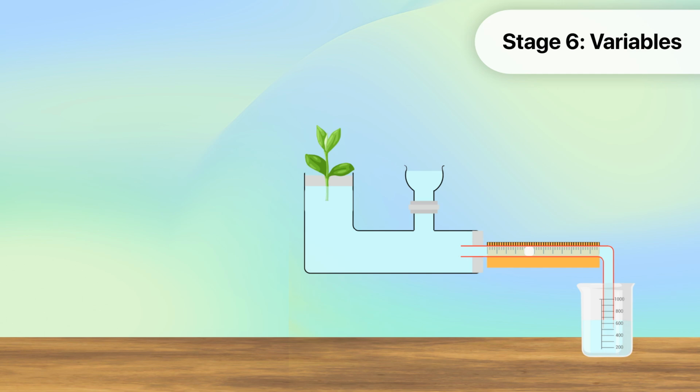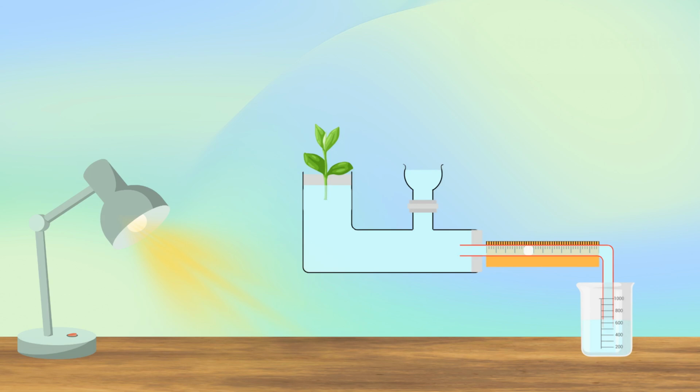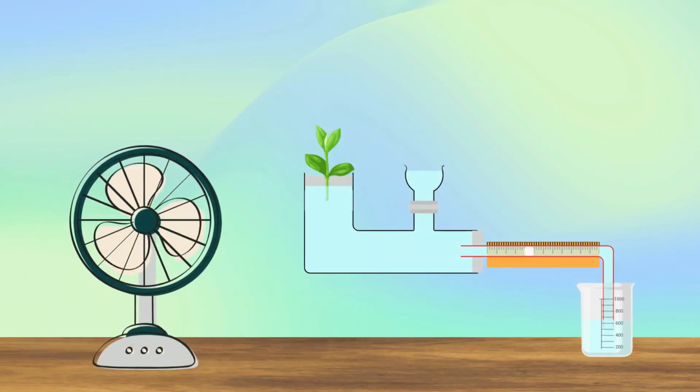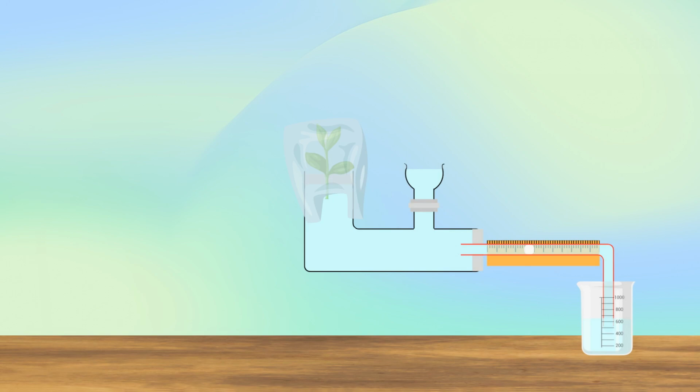For instance, change the light intensity by adjusting a lamp's distance from the plant, alter wind speed by using a fan at a high speed, modify humidity by wrapping the plant in a damp plastic bag, or adjust the room temperature.